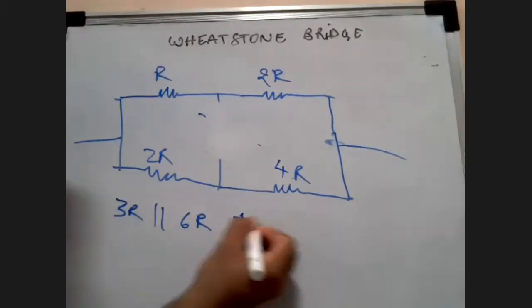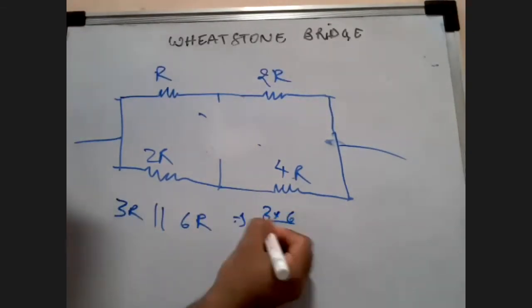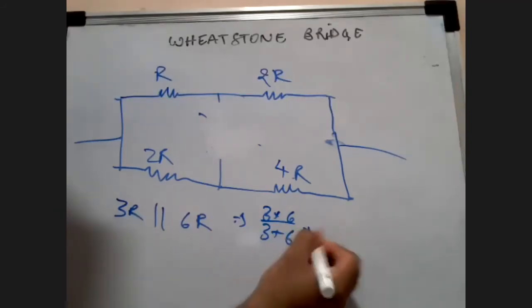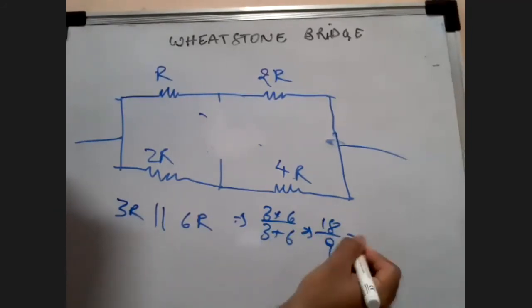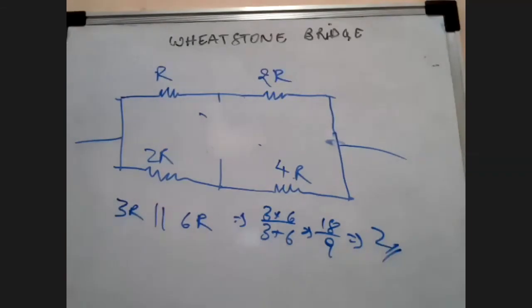Apply the formula 3 into 6 upon 3 plus 6. That is 18 upon 9. That will give you 2. So the equivalent resistance between these 2 points is 2. Understood? Okay.